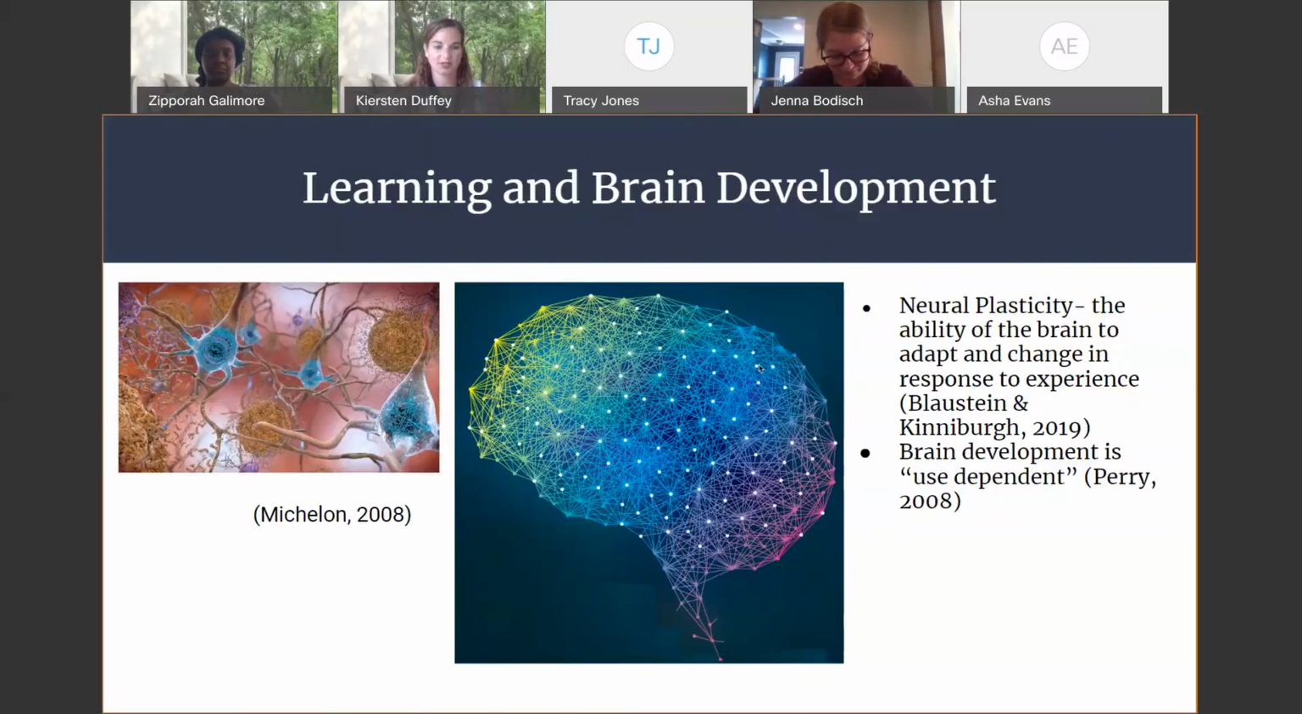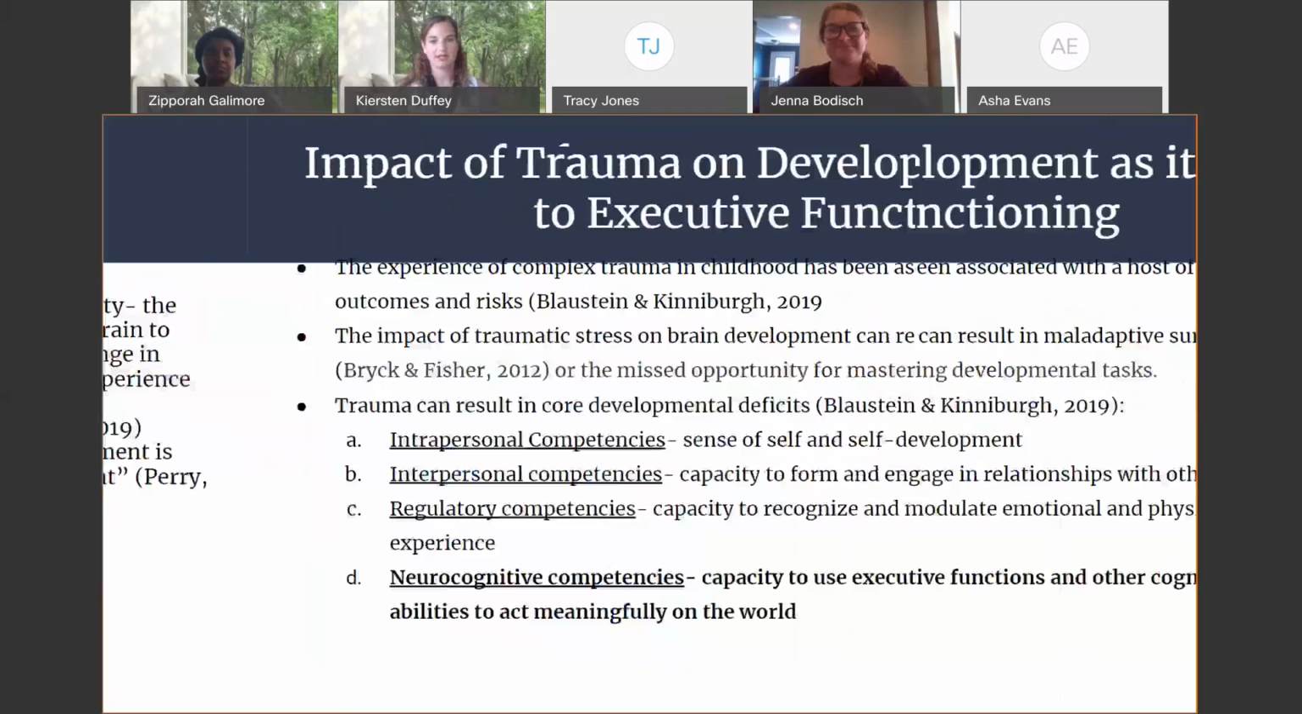So as Asha mentioned, when a child is experiencing traumatic stress, their response is much quicker to maybe lesser stimuli, and that's why some of our students may escalate to the extreme so quickly and due to seemingly small stimuli. Jenna, if you want to go to the next slide.